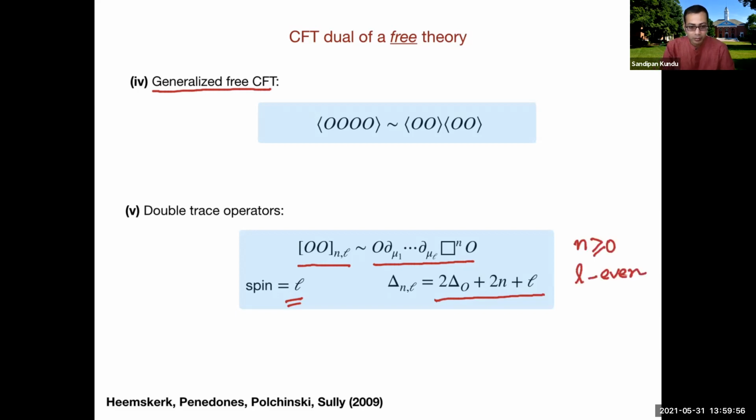Odd spin double trace operators don't exist when you consider the double trace operator of the same operator. So from crossing, one can show that this double trace operator must exist for all non-negative n and all even l greater than 0. So even if you start with a single primary operator, these double trace operators must be there to make the CFT consistent.